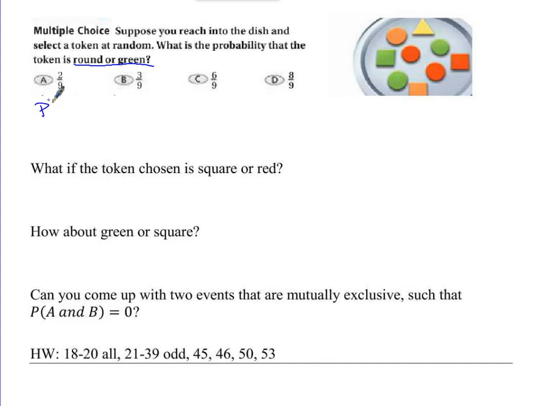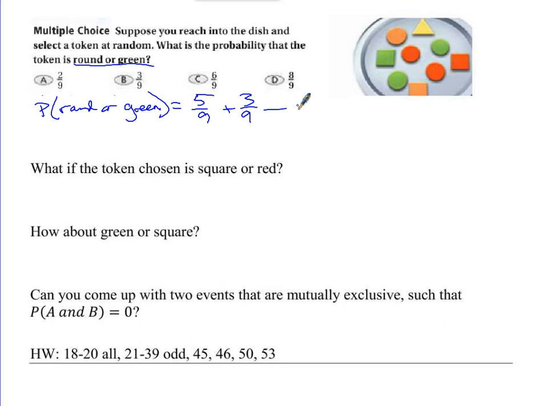So I'm going to write the probability of round or green equals. Find the probability of round. So I'm going to count up the number of rounds that I have. 1, 2, 3, 4, there's 5 of them. Out of how many? 9. So the probability of round is 5/9, plus the probability of green, which is what? 3/9. Then I got to subtract what? There's 3 greens. I got to subtract the probability of both occurring at the same time.